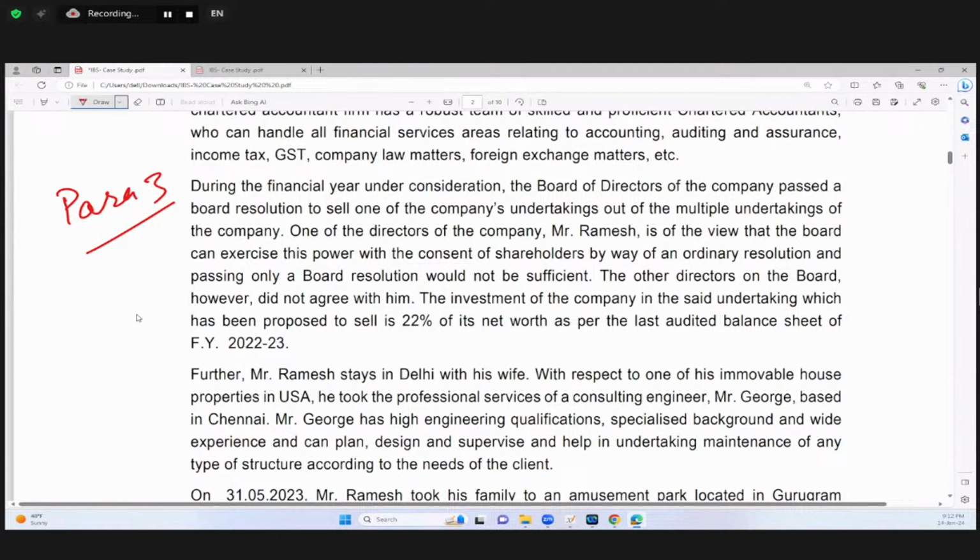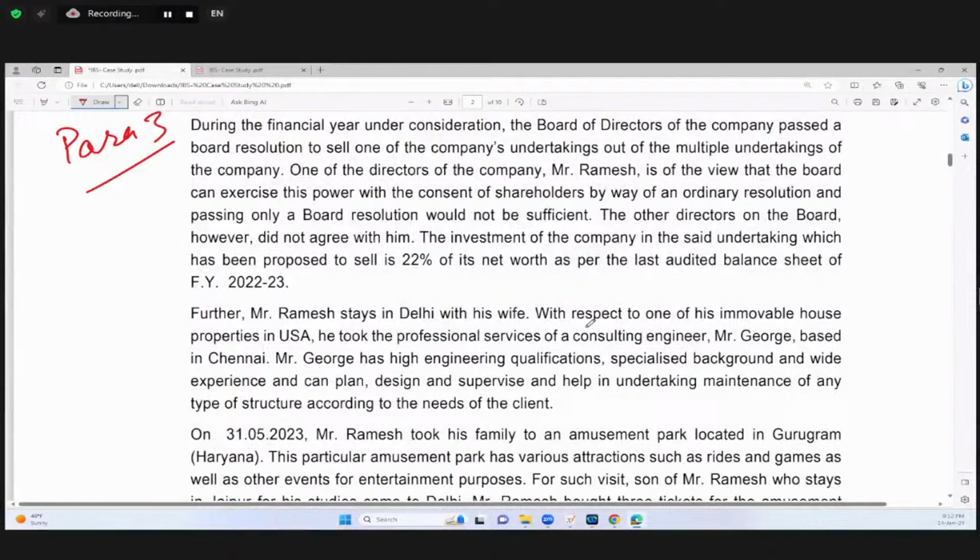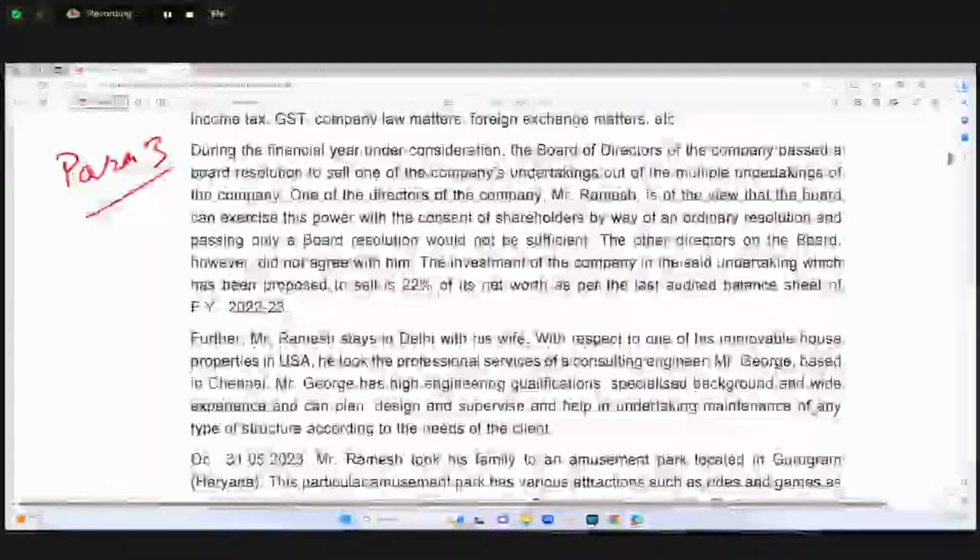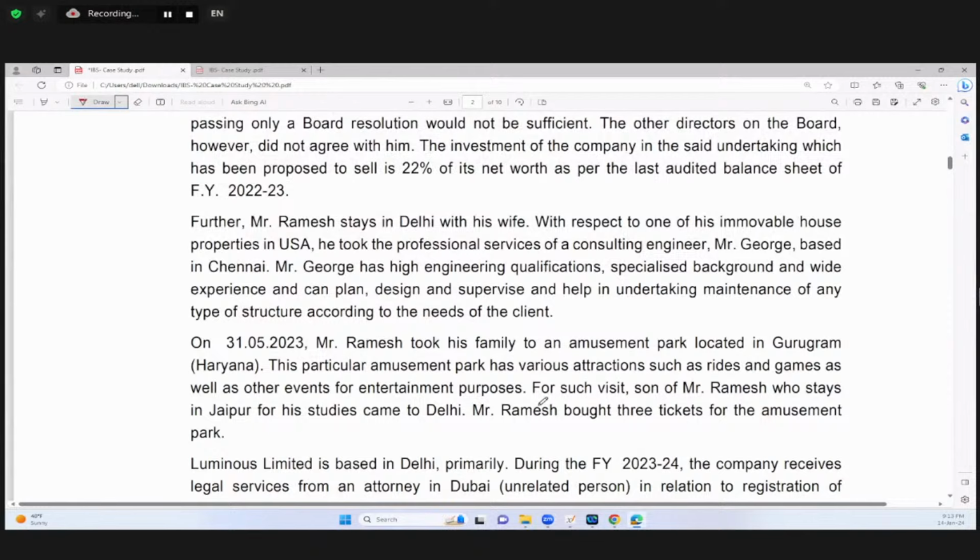ये स्टूडेंट्स, फर्दर मिस्टर रमेश stays in Delhi with his wife, with respect to one of his immovable house properties in USA. अब हाउस प्रॉपर्टी का यहाँ पे जब आपको रेफरेंस आएगा तो आपका इनकम टैक्स में हाउस प्रॉपर्टी की तरफ, इनकम अंडर दैट हाउस प्रॉपर्टी की तरफ ध्यान चला जाएगा. और यहाँ पे आगे पढ़ते हैं क्या, he took the professional services of a consulting engineer, Mr. George Base. अब उसने सर्विसेज ले ली तो हमारा इमीडिएटली दिमाग वहां पे जीएसटी पे चला गया. सर्विस ले ली बिकॉज उसने मिस्टर जॉर्ज की सर्विस ले ली जो कि चेन्नई में रहते हैं, based out in Chennai.